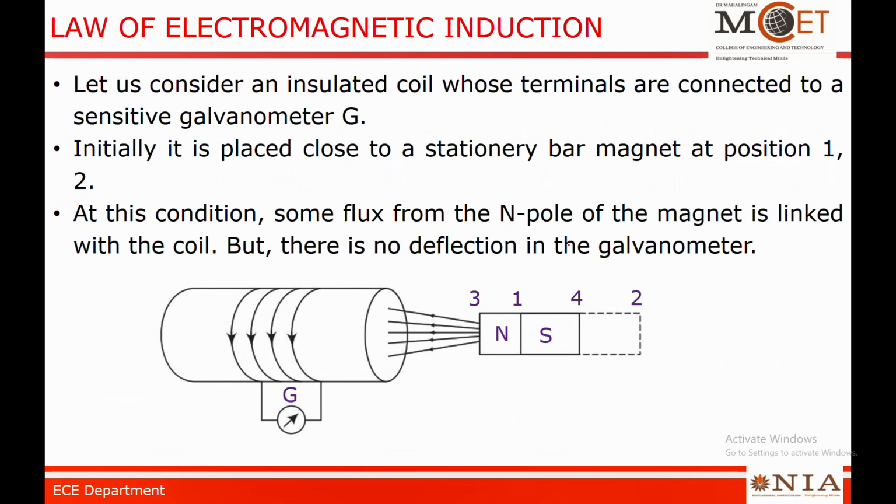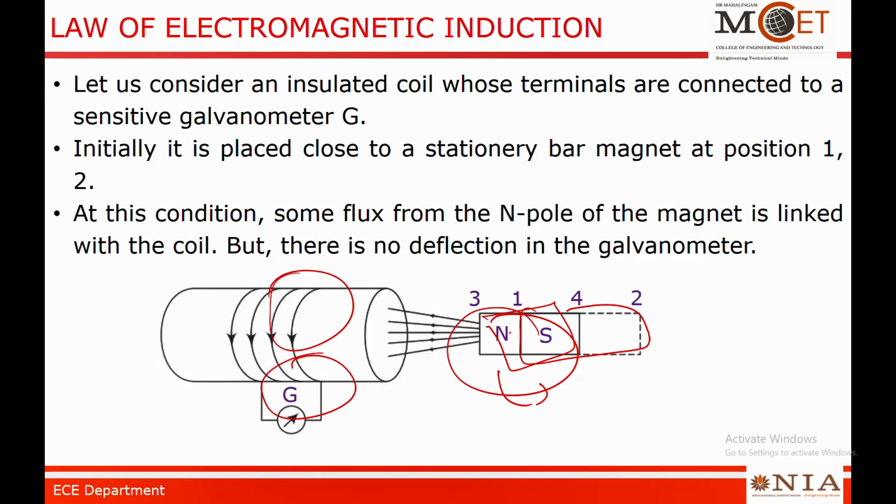Okay, so let us consider here an isolated coil whose terminals are connected to a galvanometer. So here we have some coils, and these coils are connected to the galvanometer. Initially they are placed close to a magnet. Here N and S indicate the magnet, with respect to positions 1 and 2. Initially it is in this place. Now it is changed to the 3rd and 4th position, which will be shown in the further presentation.